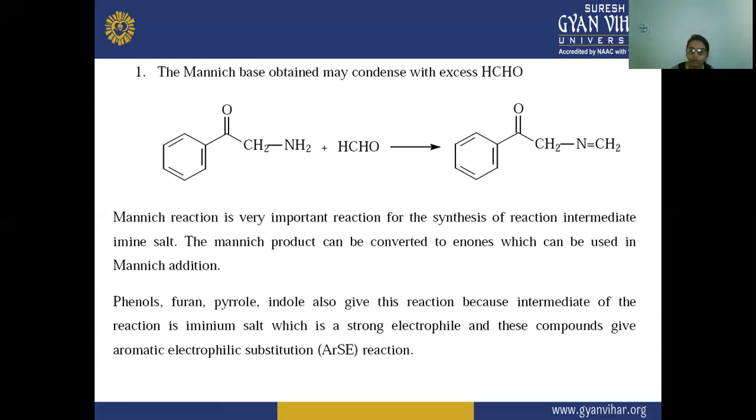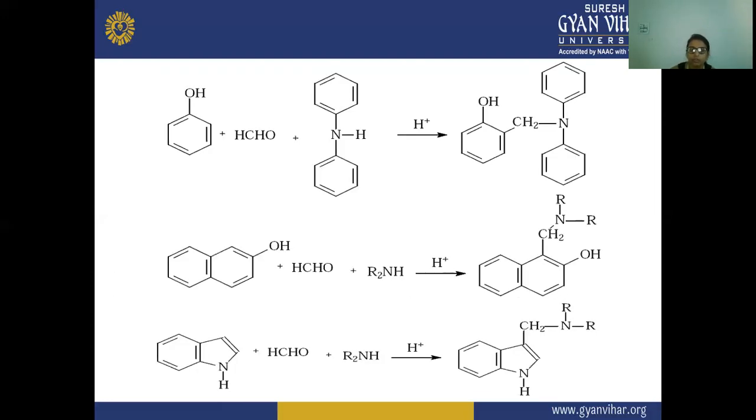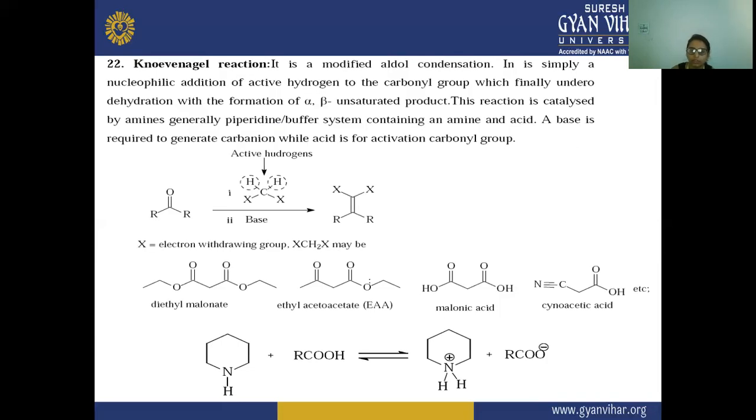So phenol, furan, pyrrole, and indole also give this type of reaction, because the intermediate of the reaction is an iminium salt, which is a strong electrophile, and then the compound gives aromatic electrophilic substitution, that is your SEAr reaction. So this is your alcohol that is reacting with this aldehyde, and there is a formation of this product. Next this product is formed, and these are the reactions that involve the Mannich reaction.